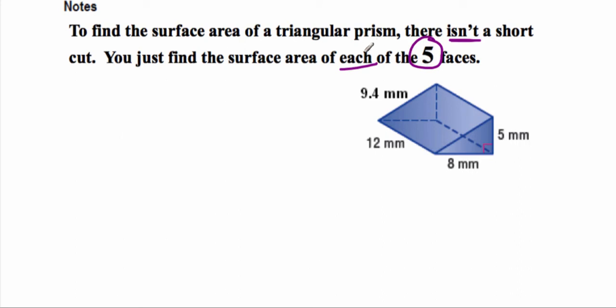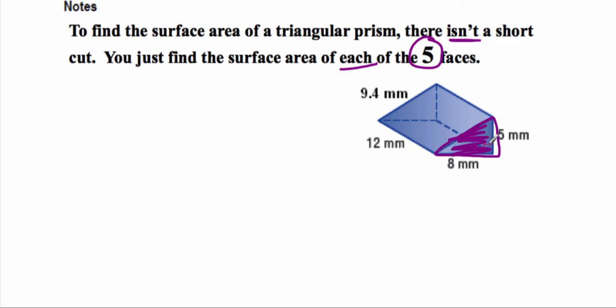In a rectangular prism, everybody had a matching side, so if you found the front, you knew what the back was. If you found the right, you knew what the left was. But here, there's 5 faces. You're not always going to have matching partners to go with it, so you just got to go ahead and find each of the different faces. My suggestion is start with the triangle.